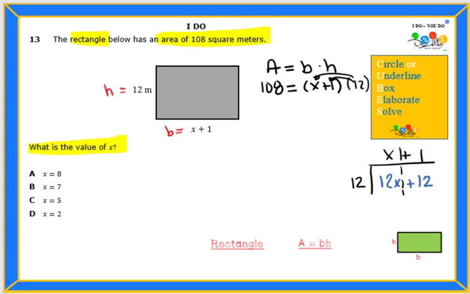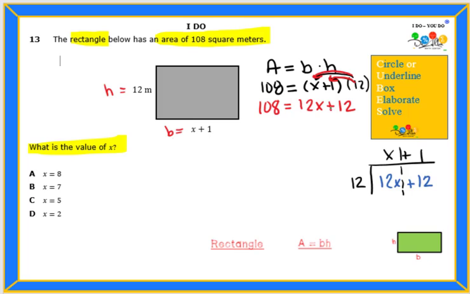And then we have our plus. So the same thing if we're looking at it this way. 12 times x is 12x. And 12 times 1 is 12. And it was a plus 1, so it's plus 12. And all of that has to equal the area of 108. So now we have a two-step equation, and we're going to isolate x.